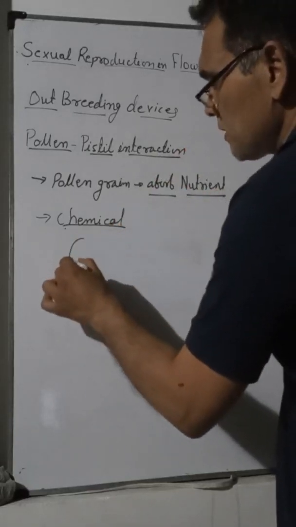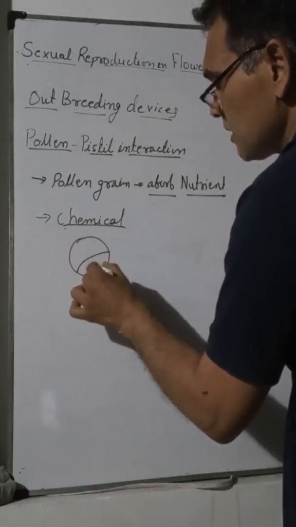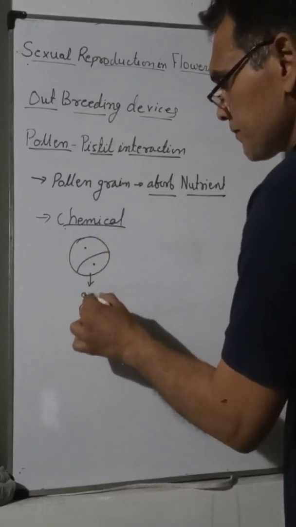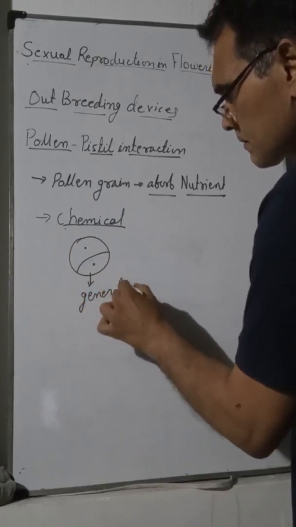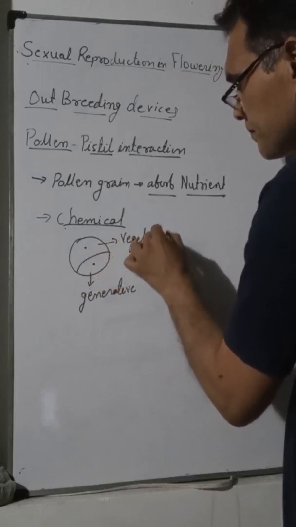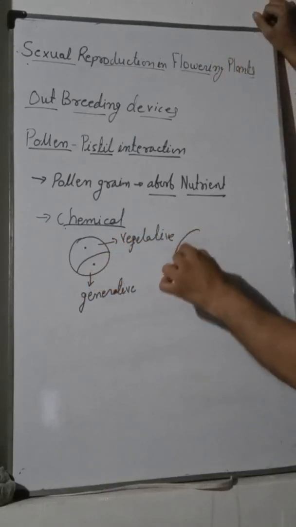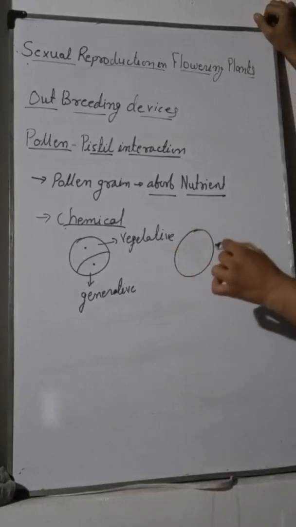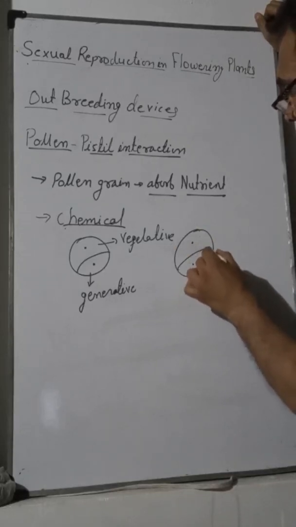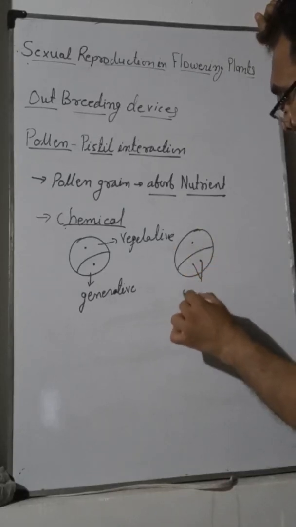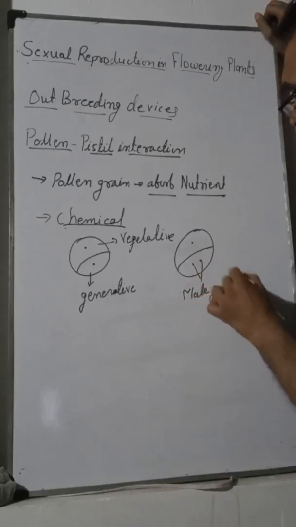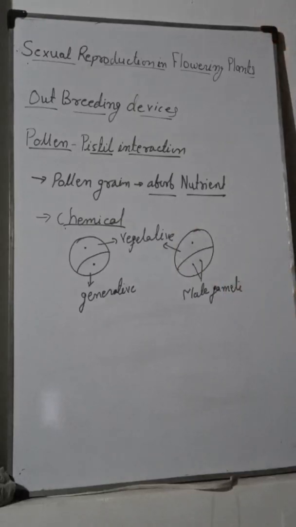Before pollination, the pollen grain is divided into a two-cell condition. One is the generative cell and this is the vegetative cell. Sometimes the pollen grain reaches the stigma in a three-cell condition. These two are the male gametes, and this is the vegetative cell.